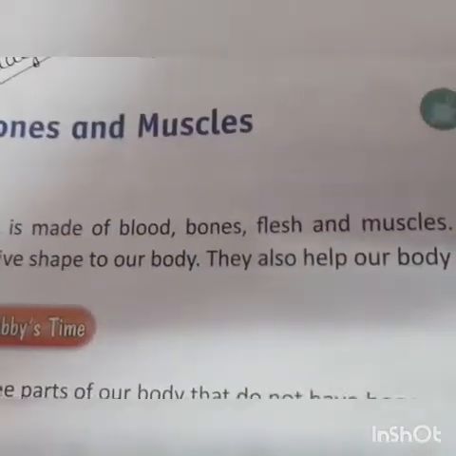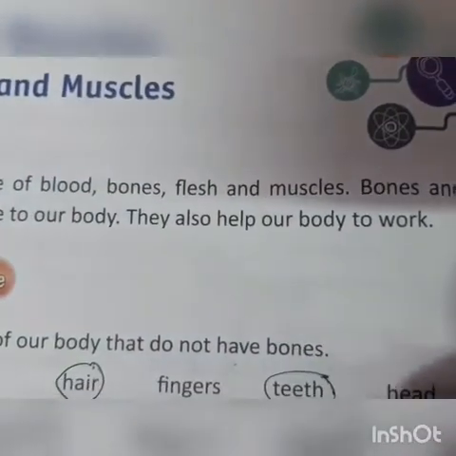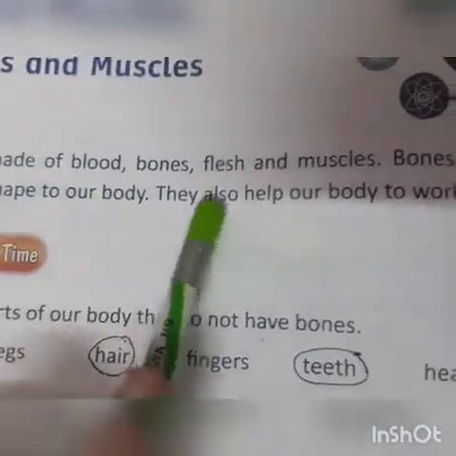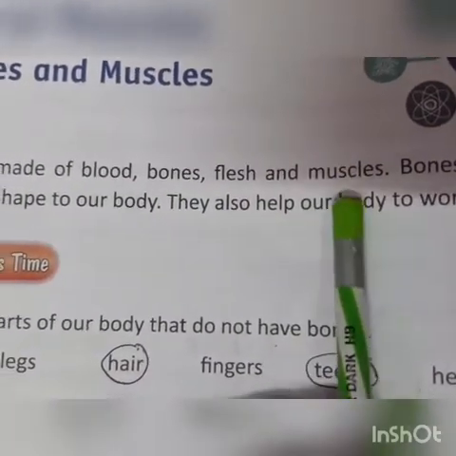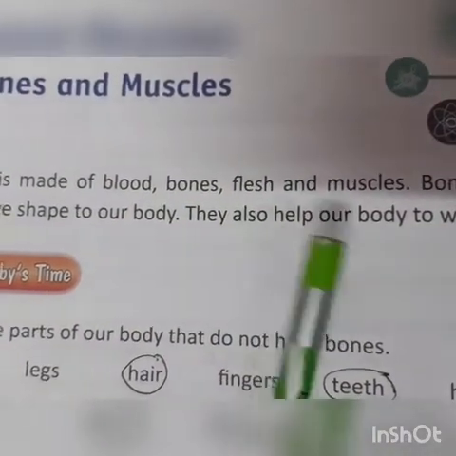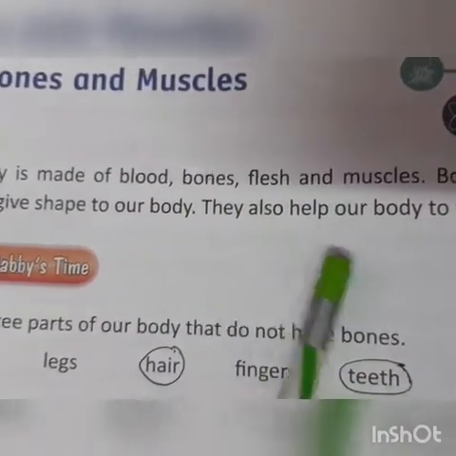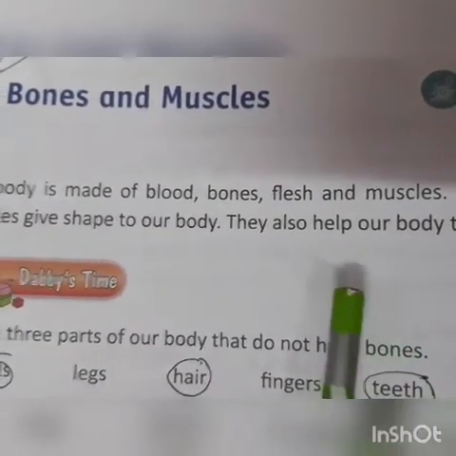First is your blood, jisko ki hum khoon bolte hain. Second is the bones, matlab ki haddiyan, or third is the flesh, matlab ki jo mass hota hai hamare body ke andar, and fourth is the muscles. To ye sari cheeze milkar kya banati hain? Hamari body banati hain. Aur is lesson ke andar jo hum study karne wale hain, that we are going to study about our human body.